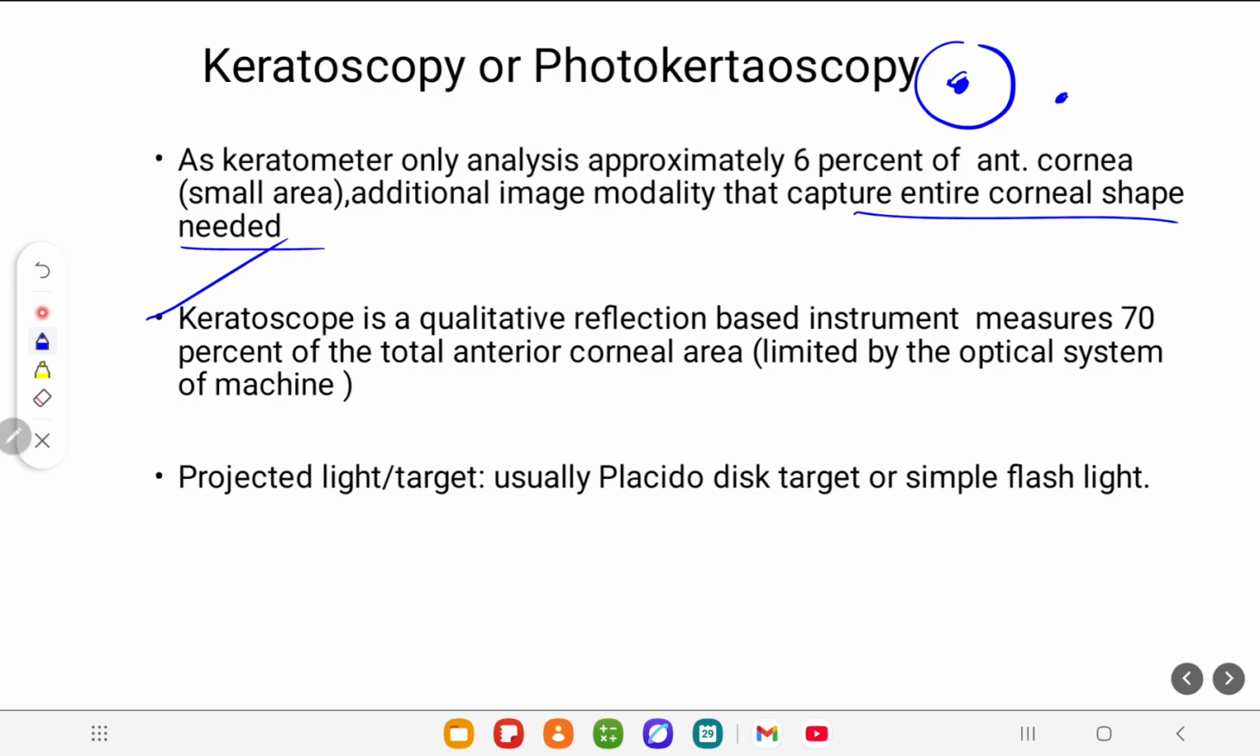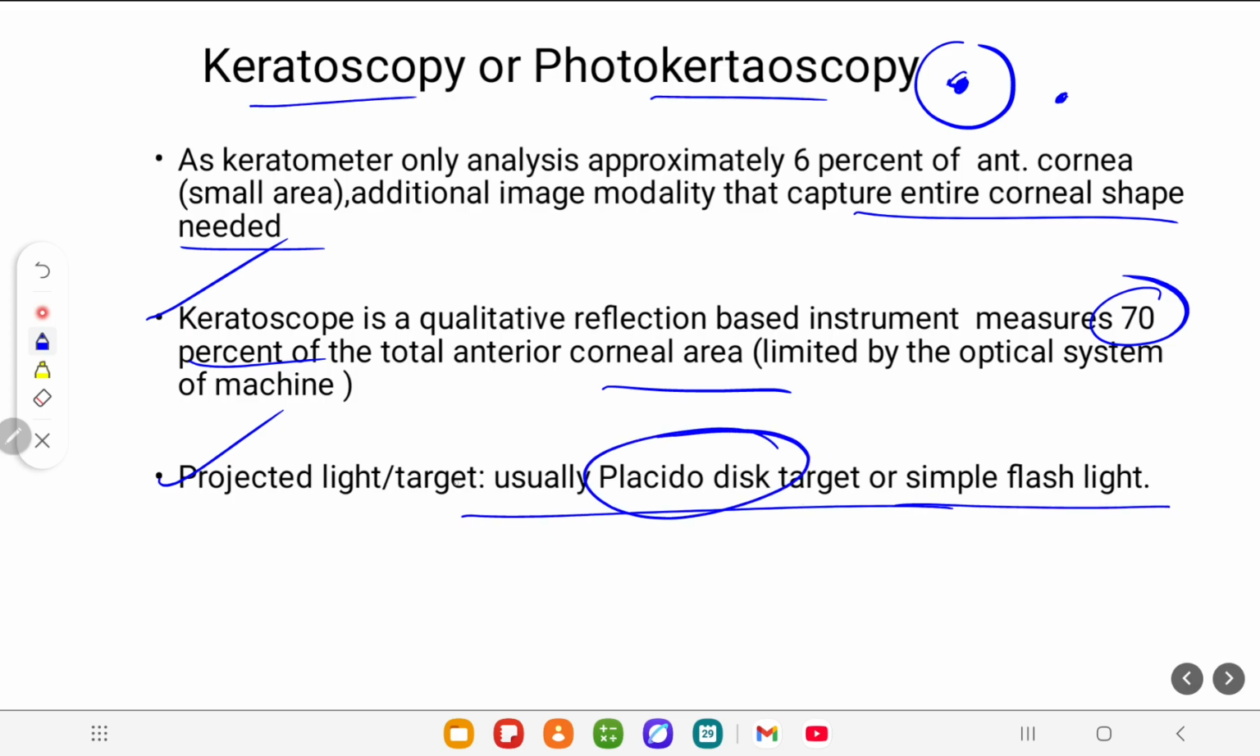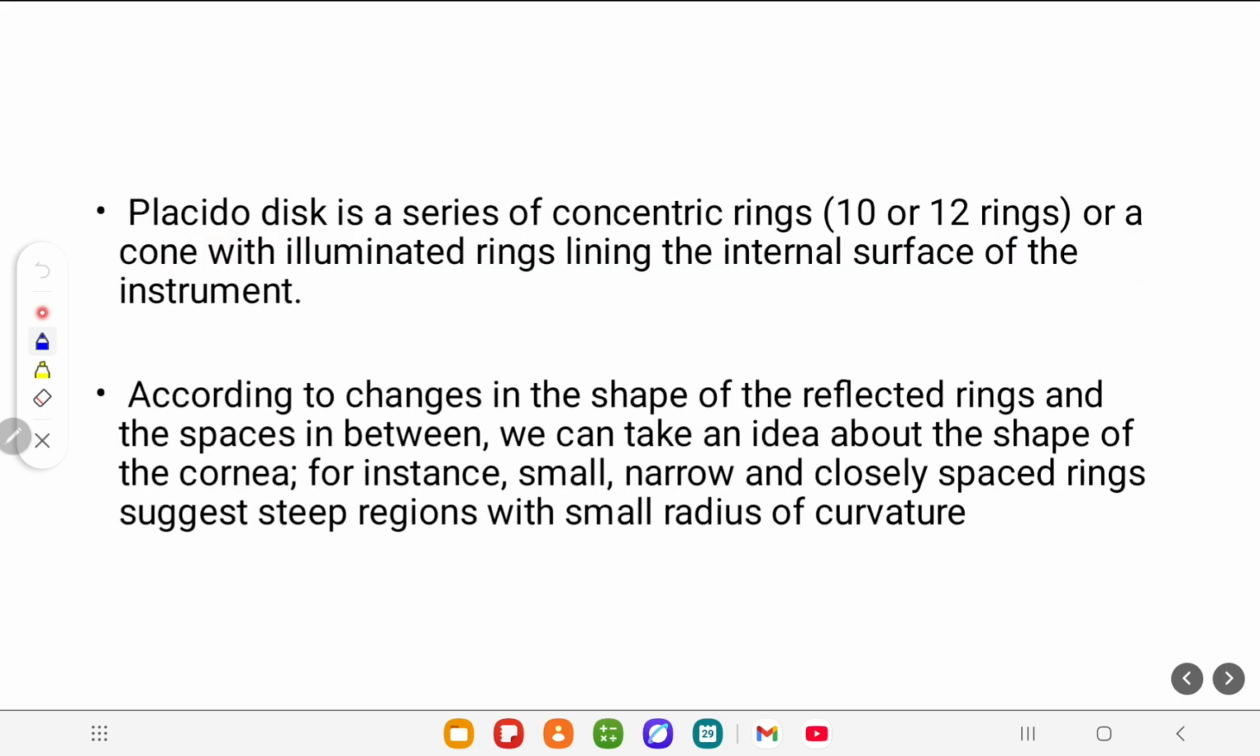So the keratoscope is a qualitative reflection-based instrument that measures 70% of the total anterior cornea. Basically it is limited by the optical system of the machine and the light projected to the target. Usually a Placido disc is used as a target, with a simple flashlight. So basically keratoscopy is Placido disc reflection. A Placido disc is a series of concentric rings. We know that, don't we? Placido disc is very famous in optometry. Or a cone with illuminated rings lining the internal surface of the instrument.